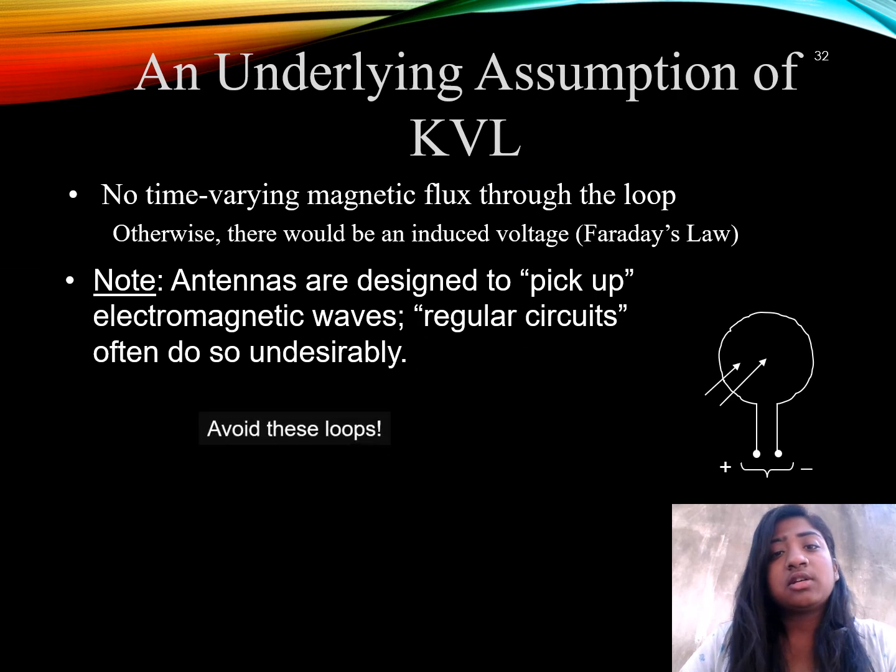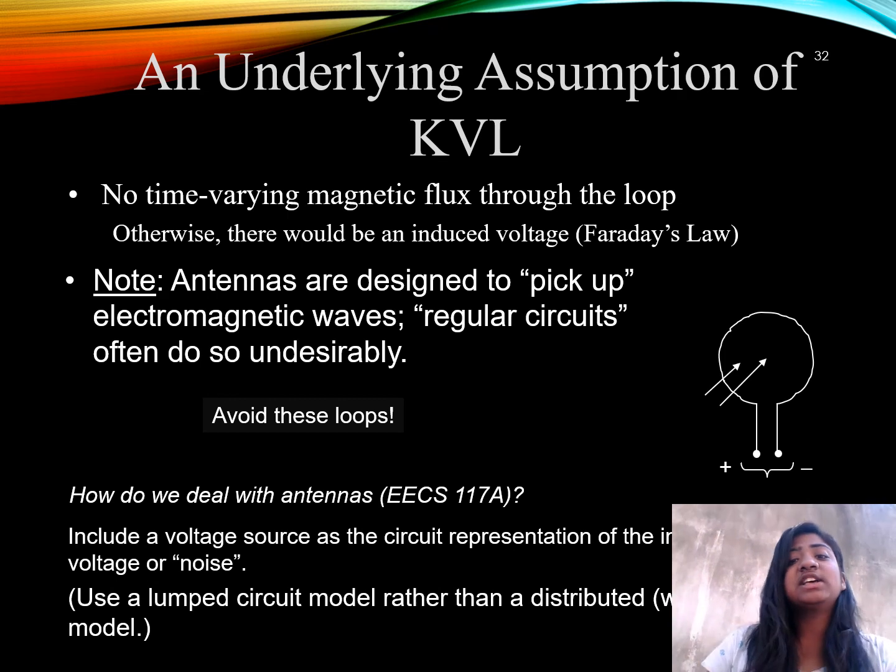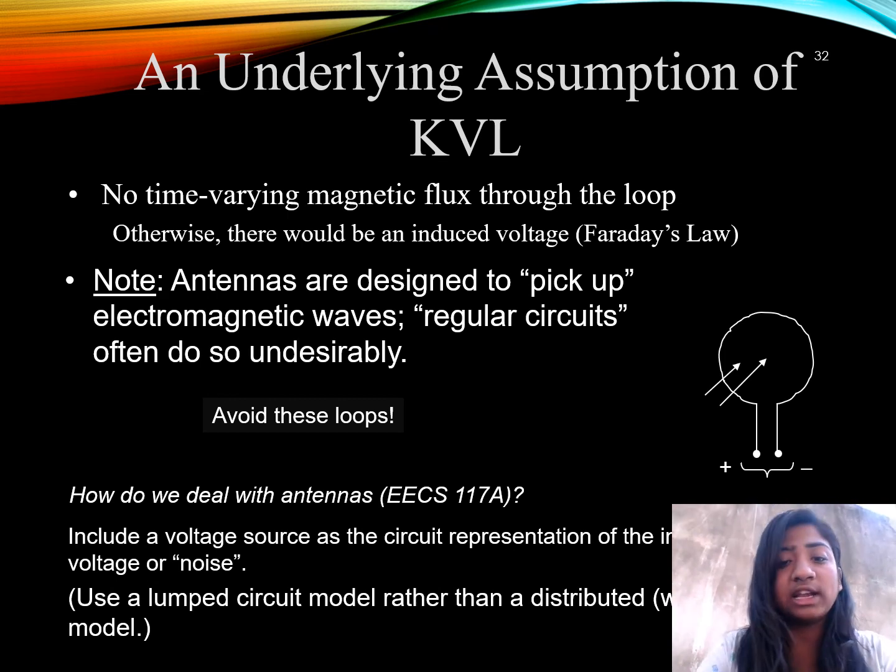An underlying assumption of KVL: no time varying magnetic flux through the loop, otherwise there would be an induced voltage, that is Faraday's law. Note, antennas are designed to pick up electromagnetic waves. Regular circuits often do so undesirably, so avoid these loops.